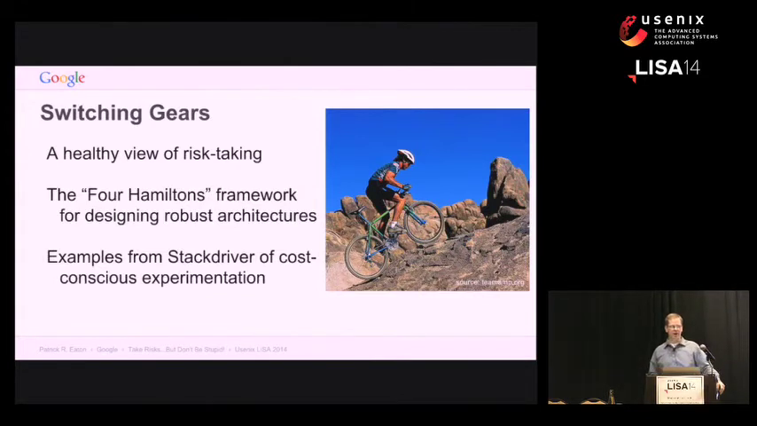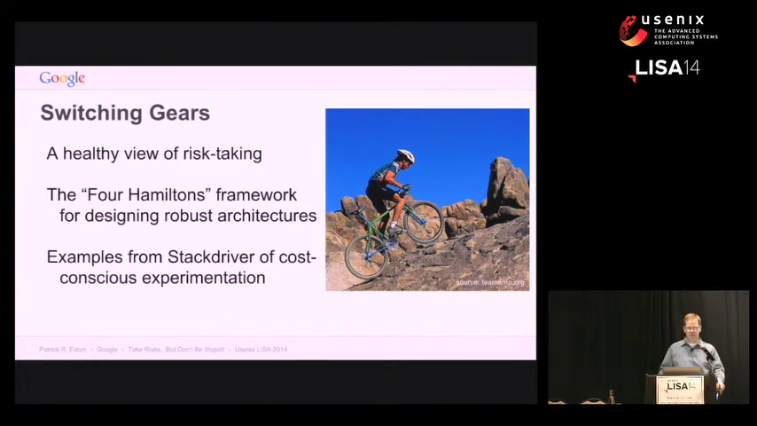So we first talked about a healthy and productive view of risk-taking. We just talked about the four Hamiltons and how they can frame a discussion for our systems about how they fail and how we might want to mitigate those failures. And understanding that is like a good safety net that we now have under us for when we want to start undertaking these risky behaviors.